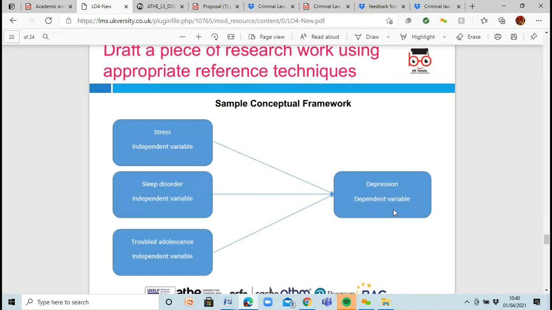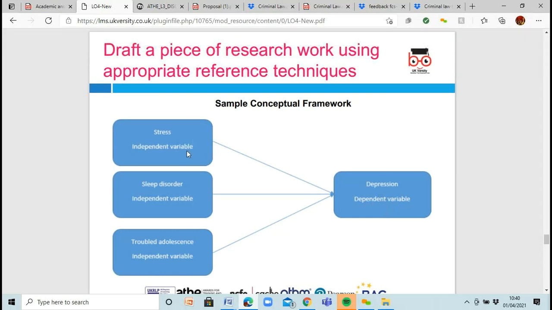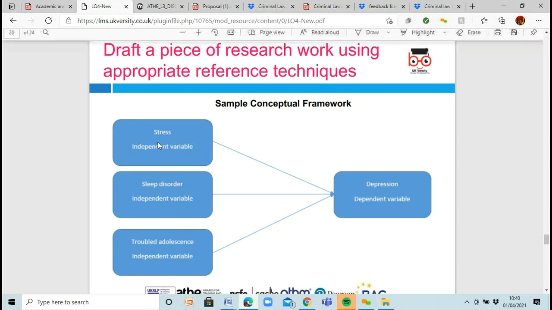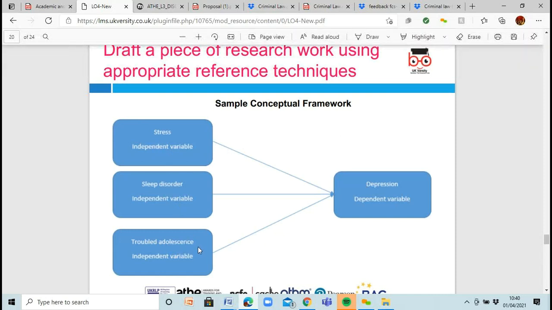Now this is about depression. So what we've done here, we've put depression down as a dependent variable because depression is always caused by something, there's always something that contributes to it. And we've got 3 points, 3 independent variables that may cause depression. So if you've got all 3 of them together, it might have a higher risk of being depressed, but individually they may have a factor as well. So depression, so stress, sleep disorder, and troubled adolescence. So all of these together might cause depression.